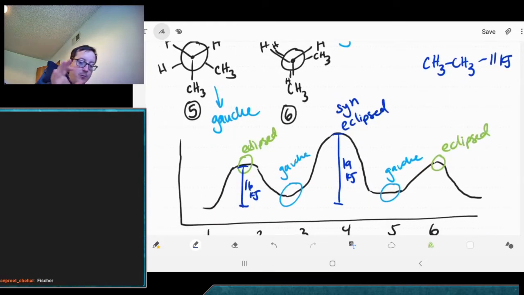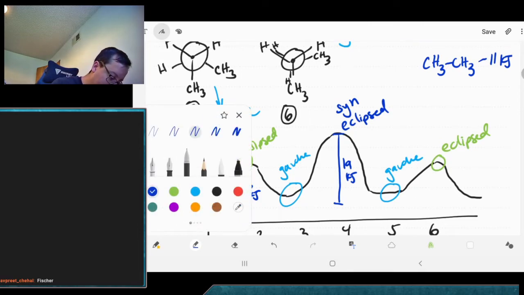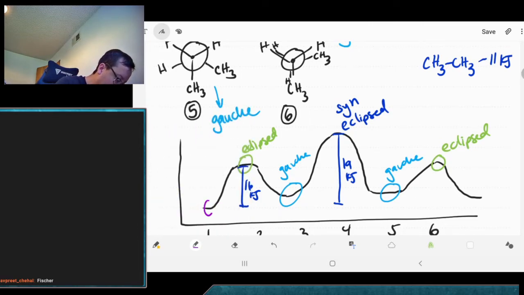So we have words for those kind of eclipsing where it's not as bad. We just call those regular eclipse. We have the extra bad eclipse, which is syn eclipsed. We have these kind of staggered ones that we had before. I'm totally out of color. Oh no, wait, we have purple. Okay.